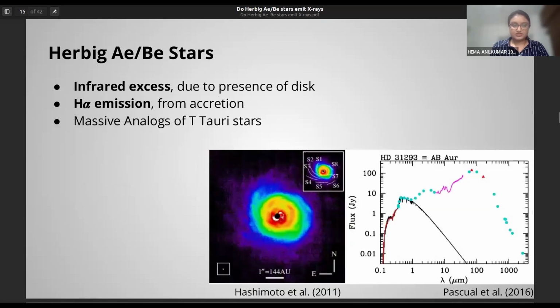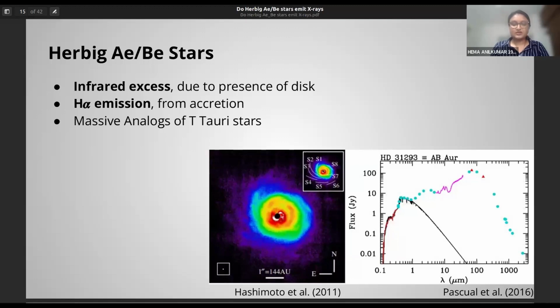So as we just saw, these stars show infrared excess due to the presence of a disk. They also have H-alpha emission due to the accretion happening from the circumstellar disk onto the star. So here is an image of HAeBe Auriga taken from the near infrared telescope.